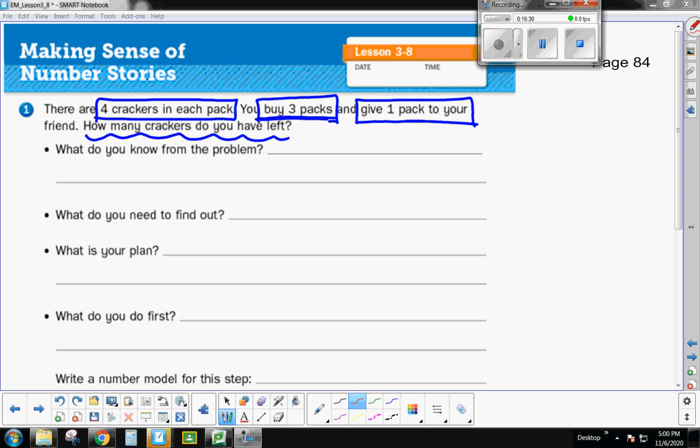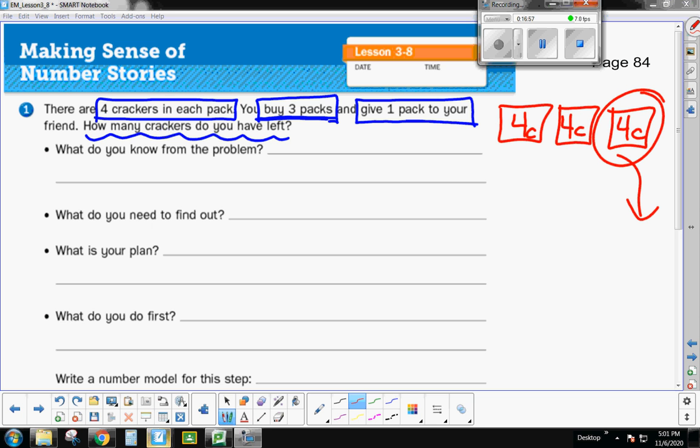It says there are 4 crackers in each pack. So I'm going to draw a pack of crackers, and I'm going to put 4C because I know there are 4 crackers in each pack. Now it says you buy 3 packs. Well, let's go ahead and represent 3 packs. Now each one had 4 crackers, right? And then it says you give 1 pack to your friend. So I'm going to take one of these packages and I'm going to give it away to my friend.